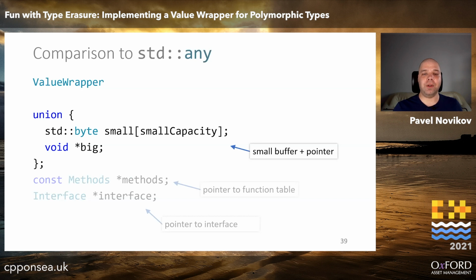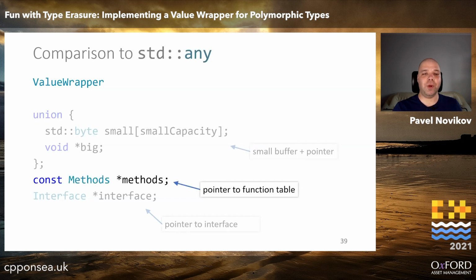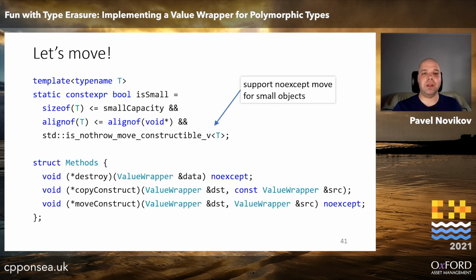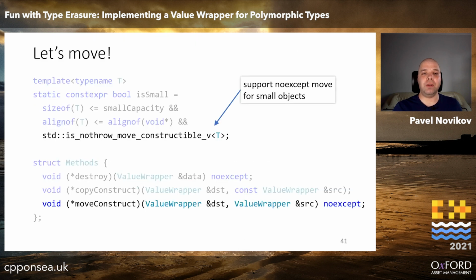Oh yes, I should have animated all the points when I was talking. So here we have pointer to methods, and here we have pointer to interface. And let's get back to the move operations. I have to say that all the standard implementations implement this kind of optimization or trade-off and use move operations if the initial type allows it.